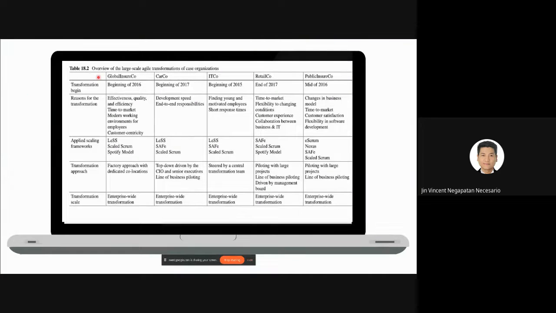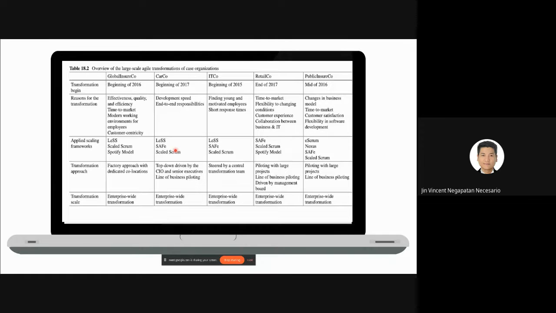So this is the table showing how the companies adopted and applied the scaling of Scrum in their enterprise. As you can see, they have used LeSS, the Spotify model, SAFe. If you're familiar with Scrum, basically Scrum focuses on small teams.